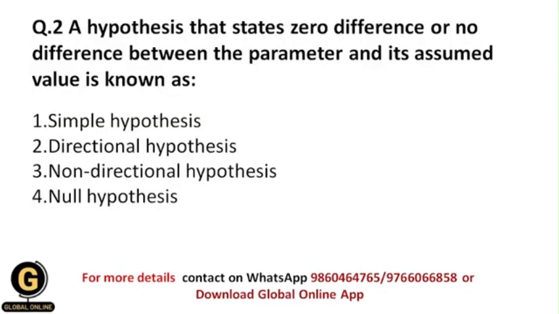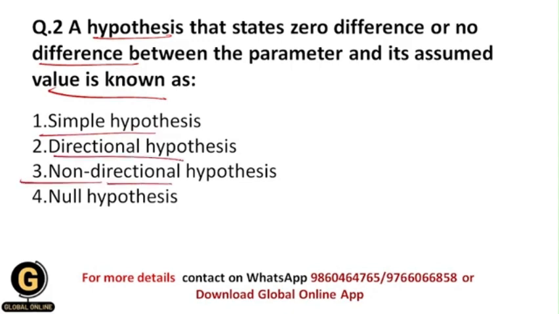Okay. Now next is a hypothesis that states zero difference or no difference between the parameter and its assumed value is known as. So whenever a hypothesis states that there is no difference or zero difference between the parameter and its assumed value, then what type of hypothesis is it? Whether it is simple hypothesis, directional hypothesis, non-directional hypothesis, or null hypothesis. Okay, so as I have told you earlier in this video only, such kind of hypothesis is called the null hypothesis.